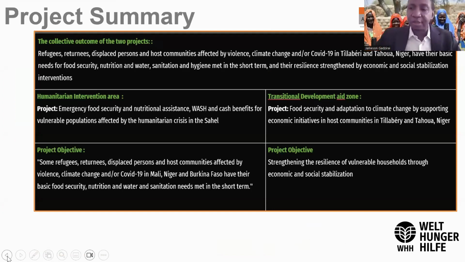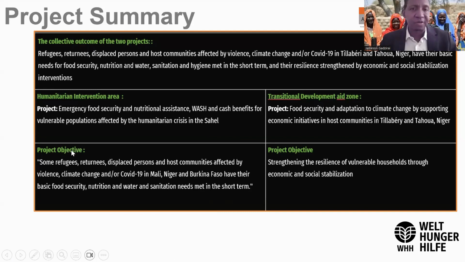Faced with this, it is within this context that the two projects that we are talking about have been placed. So these are the projects that are being funded by 2 separate funding streams. On the one hand, we have the humanitarian aid project that is being funded through the German Federal Foreign Office. We are currently in the third phase of programming, and the idea is essentially to see how we can support communities with immediate food needs through humanitarian aid, how we can carry out wash activities, and how we can also cater for nutrition.